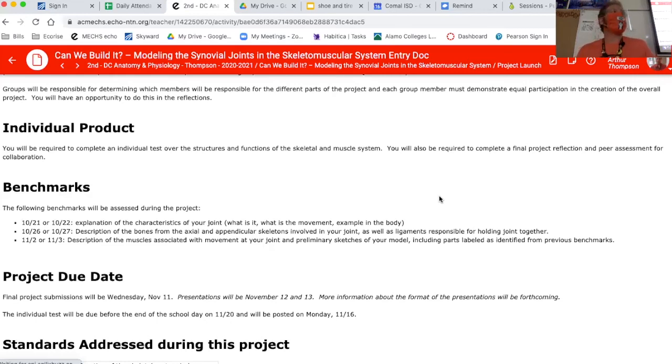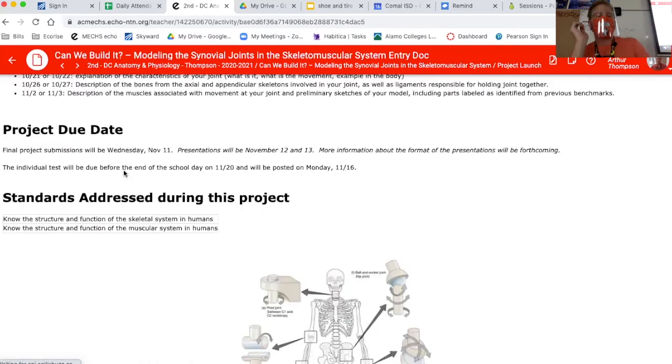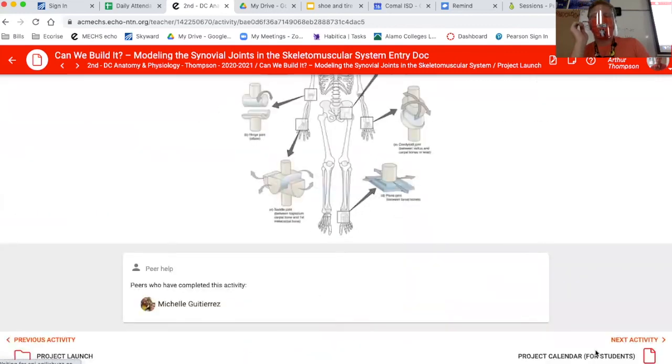Final project presentations will be November the 12th. Submissions will be the night before. The test will open up the week after that, starting the 16th. And like I said, all of this is in the calendar. So if you want to go back and fill in the calendar and see what it is that we're doing, you can do that by accessing the project calendar in the launch folder.